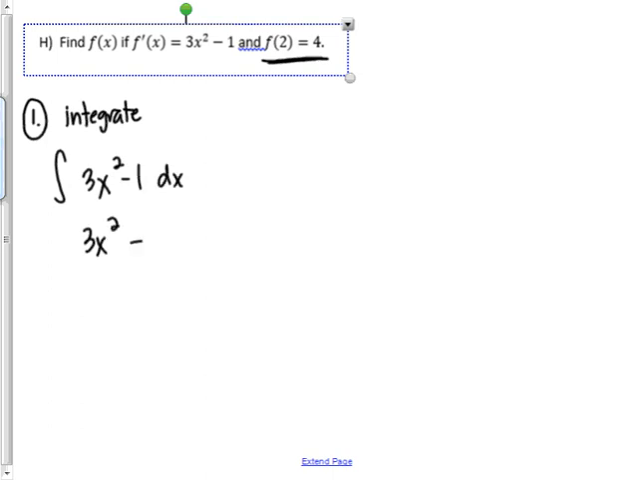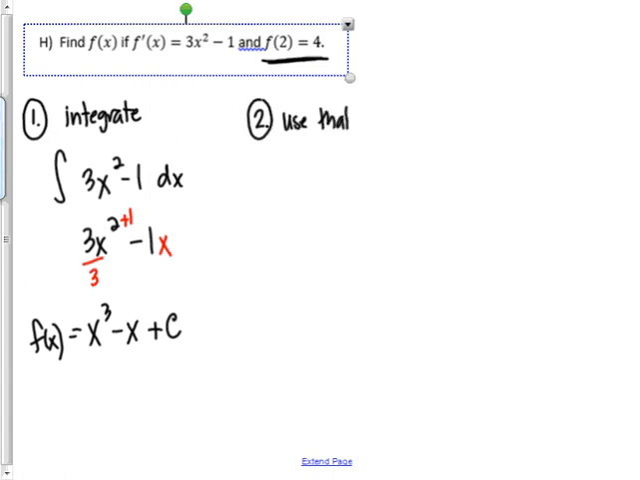All right, let's use our power rule. Add 1 to it, divide by the new power. And to integrate that one, I just add that variable x on there. So I end up with x cubed minus x plus c. Now this is equal to f of x. All right. Second thing I want to do is use that initial condition, use that given condition to solve for c.